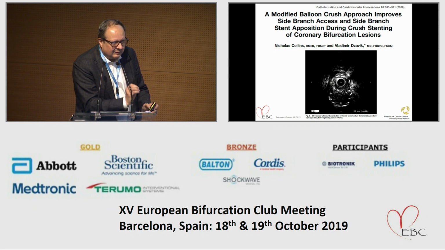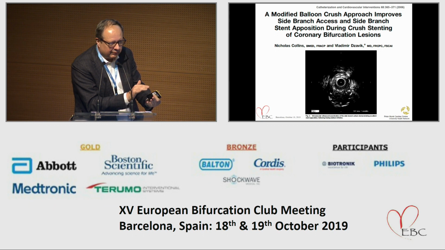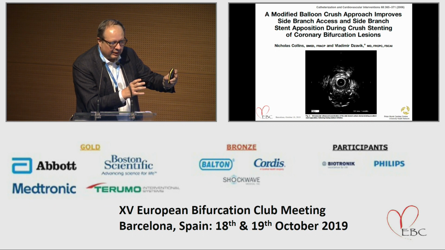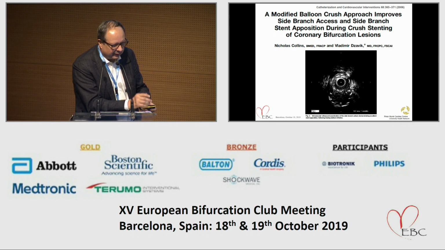But we still had the same difficulty in rewiring, and that's the key, I think, is the rewiring through the three strut layers. And number 2, because of how those 3 strut layers are conformed, you're never going to get optimal expansion and optimal coverage or opening, if you wish, of the side branch ostium. Almost never, or rarely.